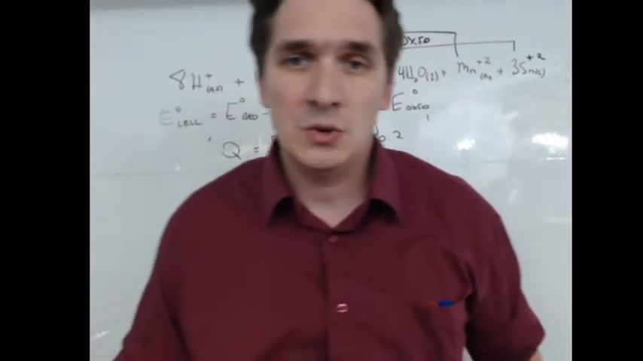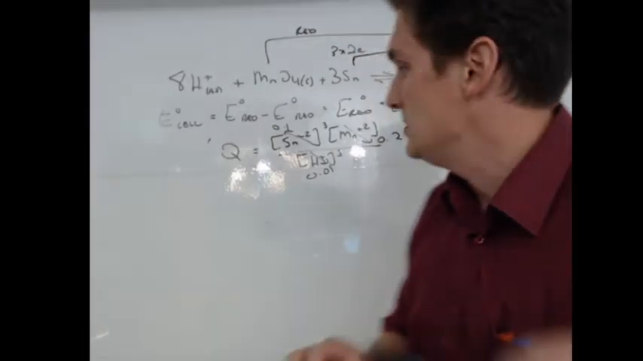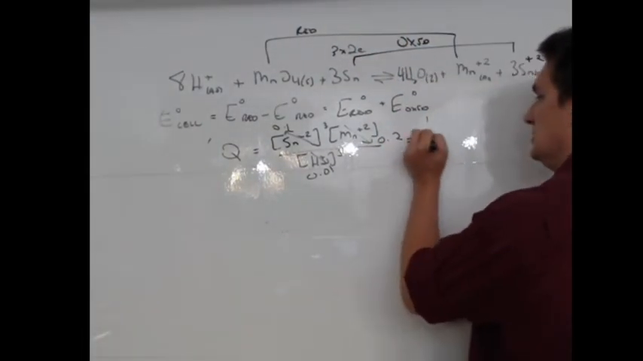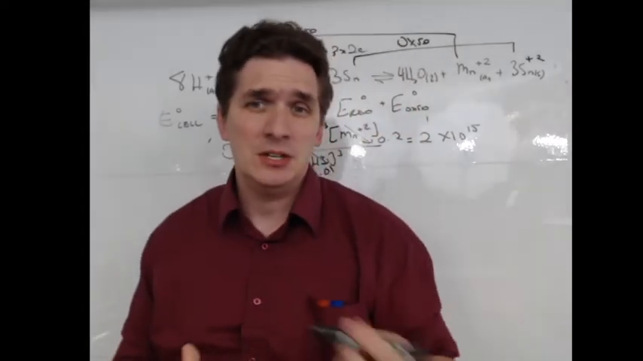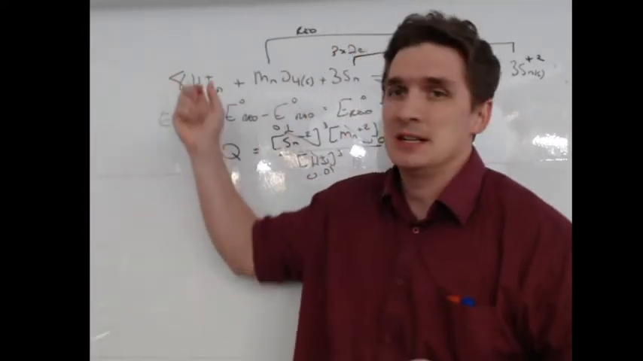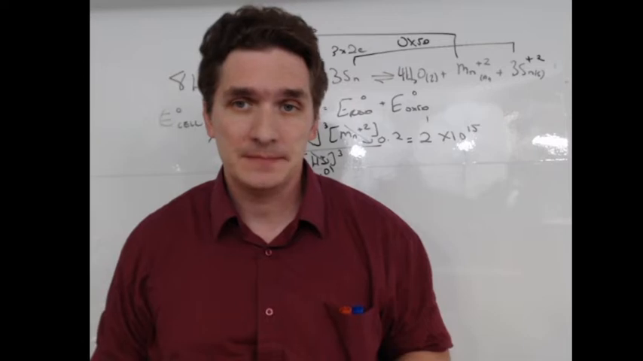So if you're getting an enormous number, like in this case, 2 times 10 to the 15th, that's actually fine. You're going to get huge values of Q because we do have these H plus concentrations involved with it.